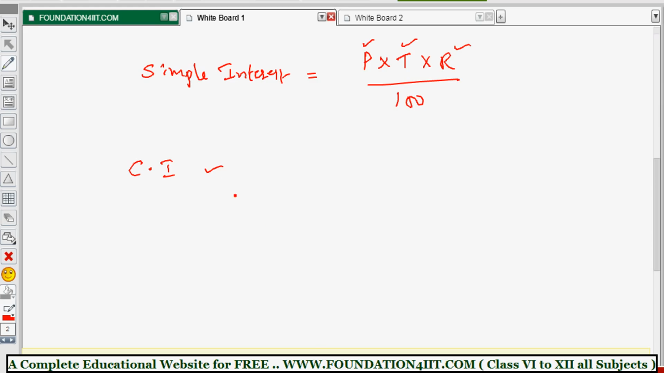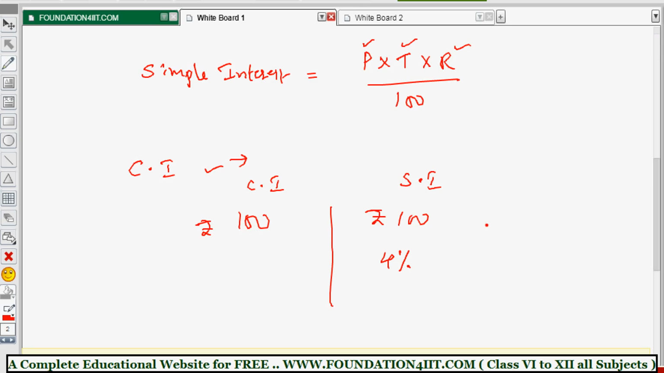And what is the difference between these both? Generally, compound interest is more compared to simple interest. If you take 100 rupees from the bank, the same 100 rupees, one for simple interest and one for compound interest, now after 2 years, the rate of interest is 4%.